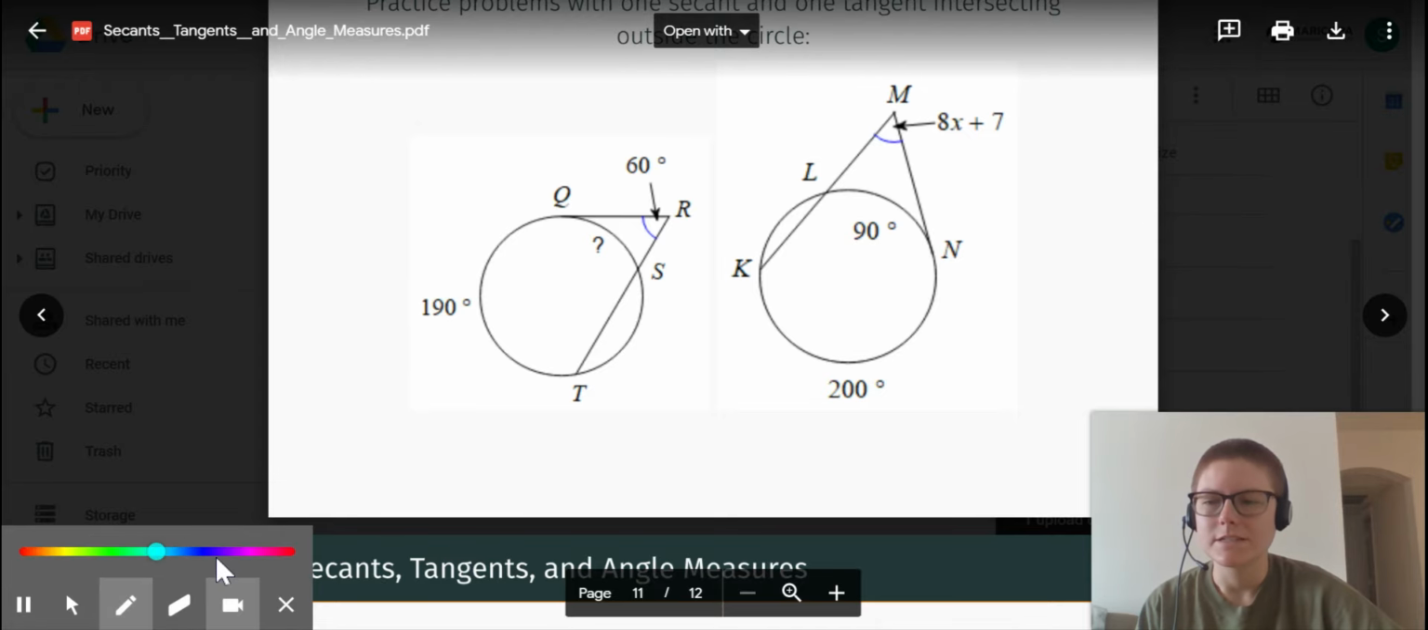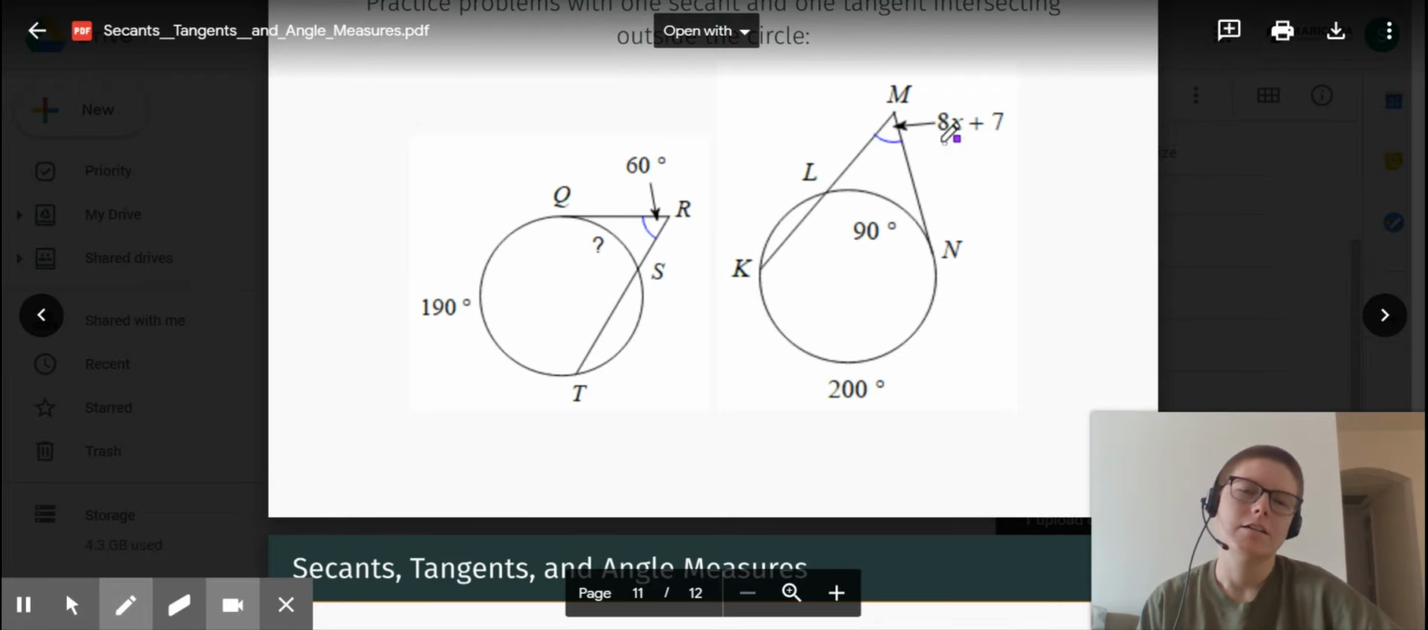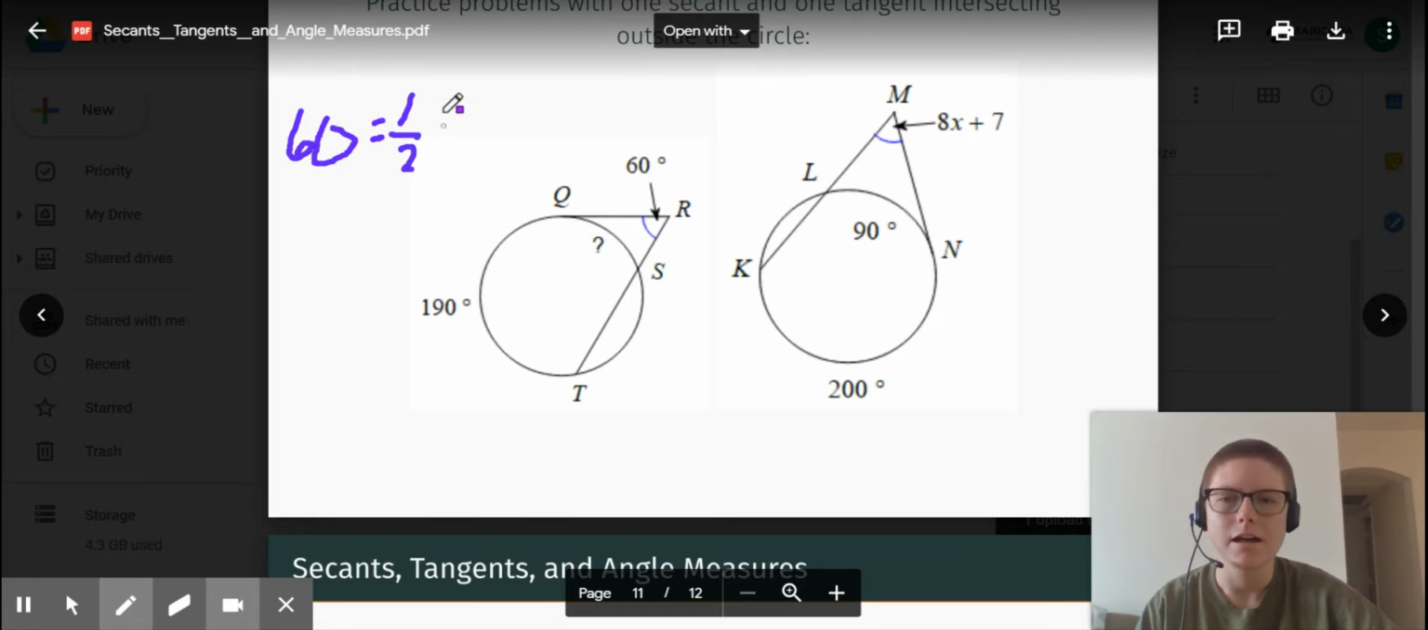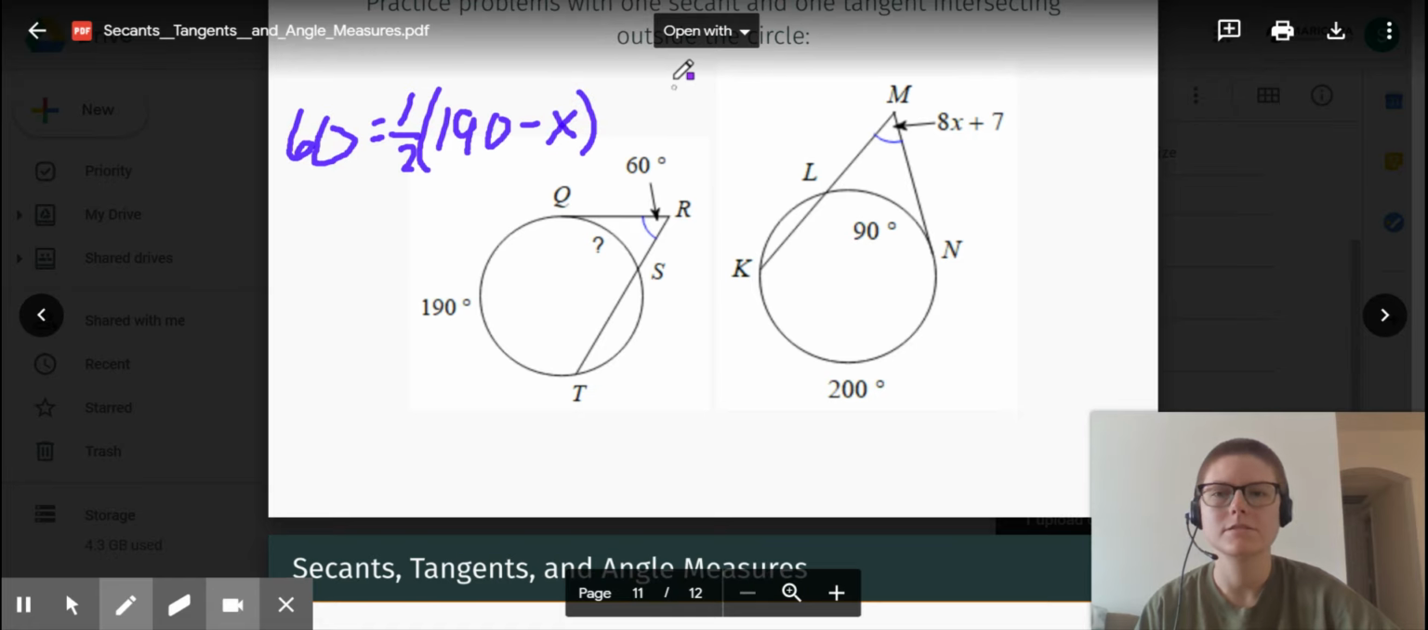Once again, we've got one that's just numbers and one that's got an x, a variable, not three things all with variables this time, luckily. So set this one up. 60 is equal to 1/2 of 190 minus our unknown, which we're going to call x, though I do not need to. Once again, this one's even, but this is still 1, so I'm going to multiply by 2 instead of distributing the 1/2, which gives 120.